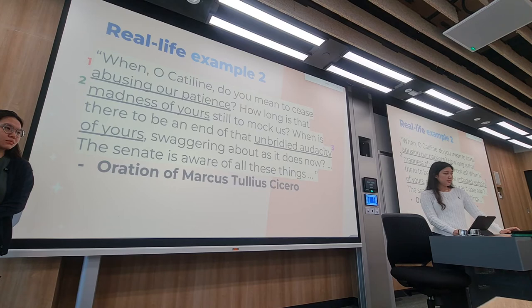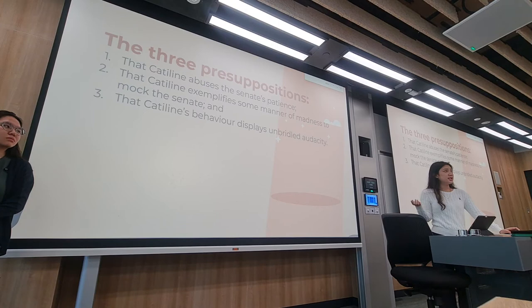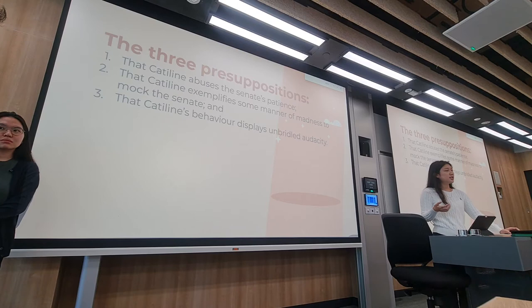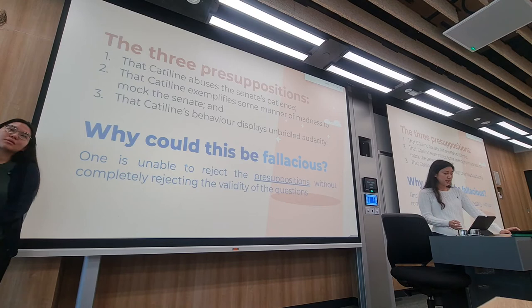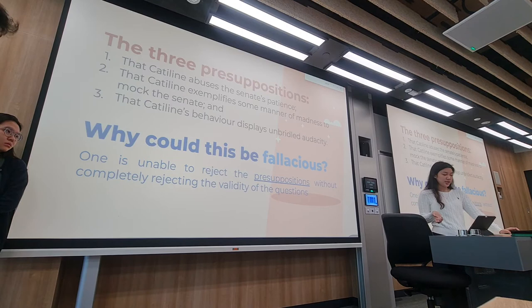And basically they are that, one, Catiline abuses the Senate's patience. Second, that he exemplifies some manner of madness to mock the Senate. And thirdly, that his behavior displays unbridled audacity. So why is this fallacious again? This is possibly fallacious because Catiline, being on the responding end, is unable to completely answer these questions without rejecting any of the suppositions at all. And if he wants to do so, he has to completely reject the validity of the question.